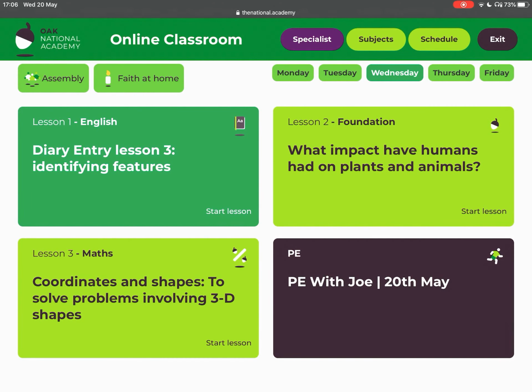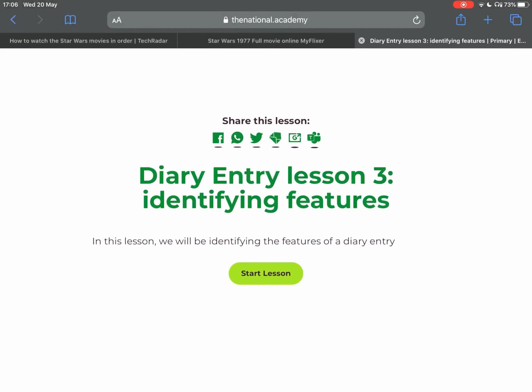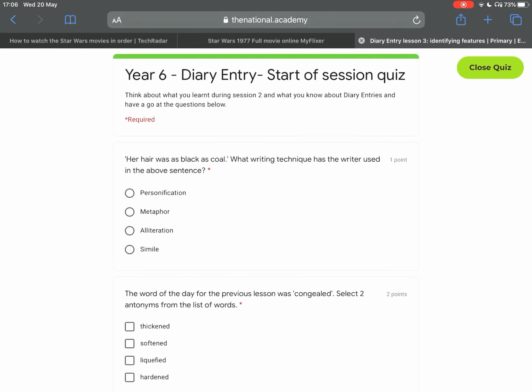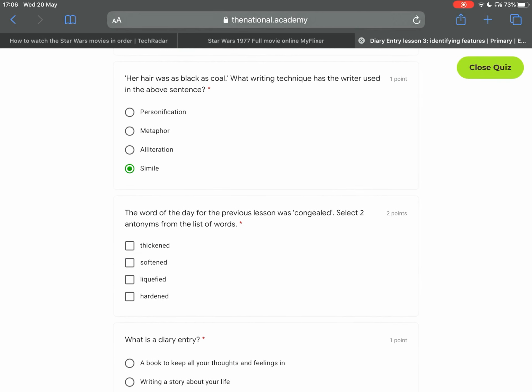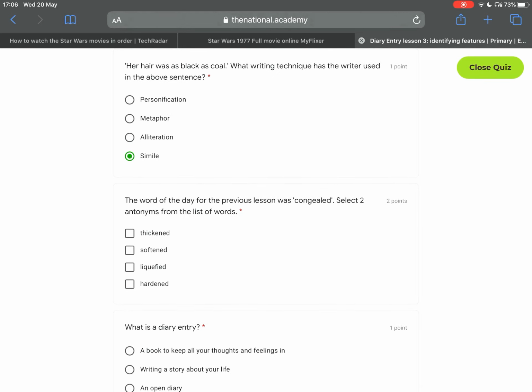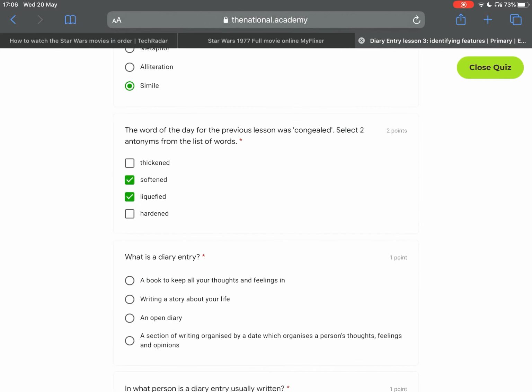Diary entry lesson 3, identifying features. In this lesson, you're going to be identifying the features of a diary entry. First, of course, you have the introductory quiz. Her hair was black as coal. What writing technique has the writer used in the sentence above? That is a simile. The word for the day for the previous session was congeal. Select two antonyms from the list of the words. Antonyms, so that will be softened and liquefied.